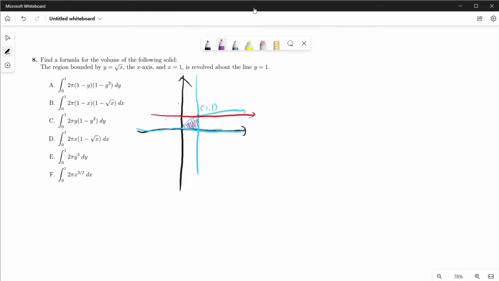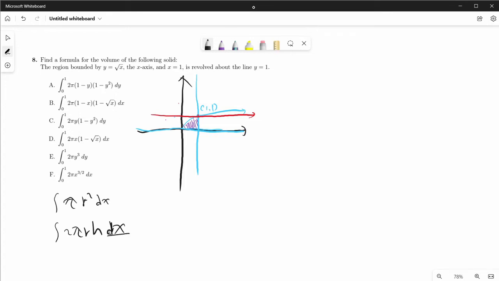There are two ways: the disk or washer method, or the cylindrical shells method. Disks and washers are generally like pi r squared, with r being the radius away from the revolving axis, and then dx or dy. The cylindrical shells formula is 2 pi r h, times whatever you're integrating with respect to.